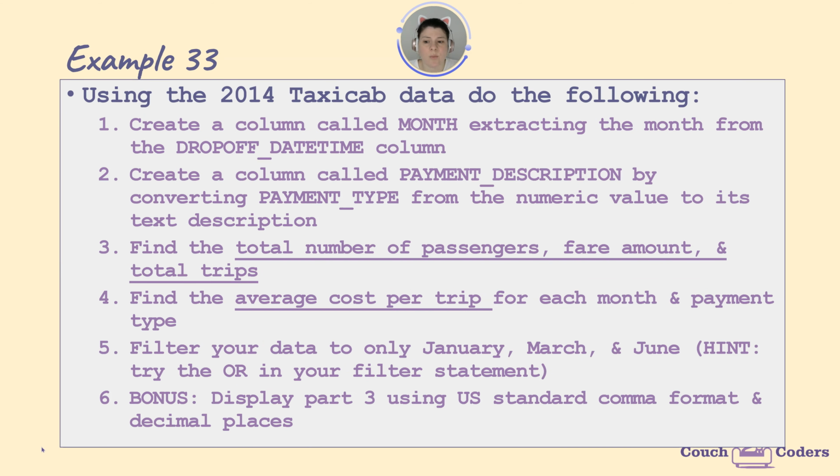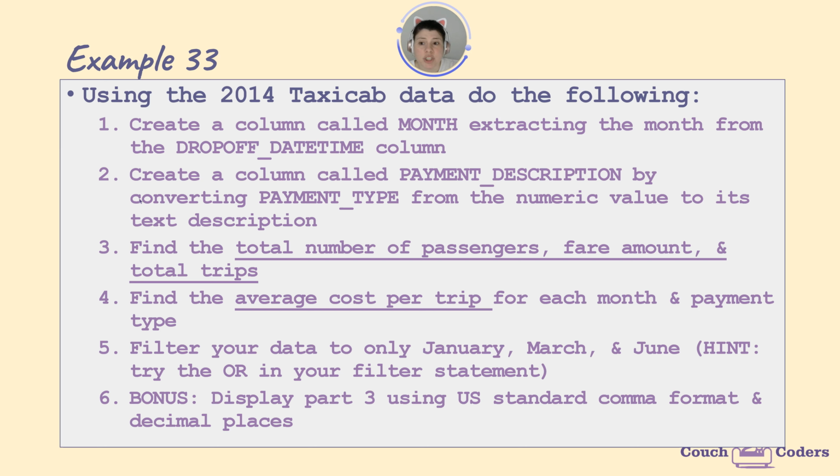For example 33, we have 6 different parts. For the first part, this is going to be pretty easy. This is just review. You're going to create a column called month by extracting the month from the drop-off date time column. That's something we've done a couple of times, so you should be pretty familiar with that. And if you're not, just look back at previous examples and you should see a pretty easy way to do it.